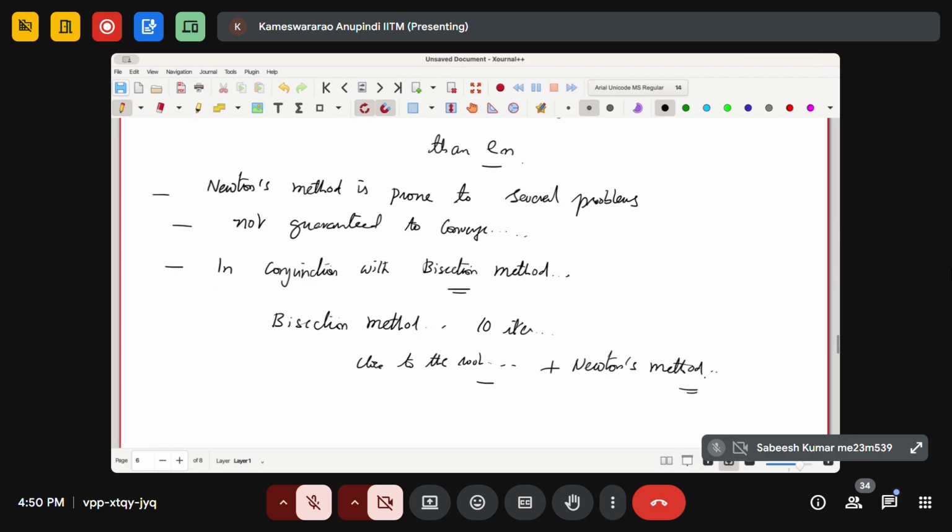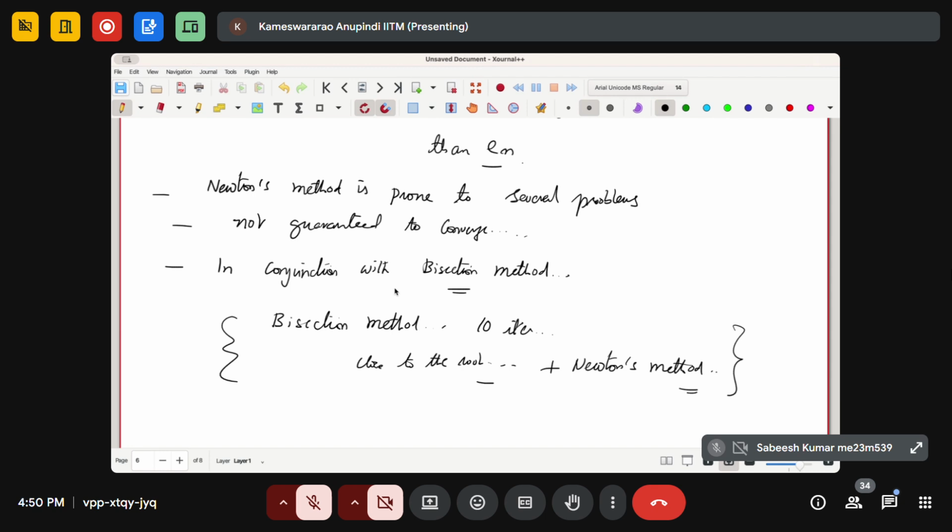Okay, and it's going to converge very quickly in terms of decimals. That means if you want very good precision for the root, then you're going to use a combination of bisection method plus Newton's method, because bisection method would take much longer to converge to the correct number of digits you want, whereas Newton's method is very fast in that sense.